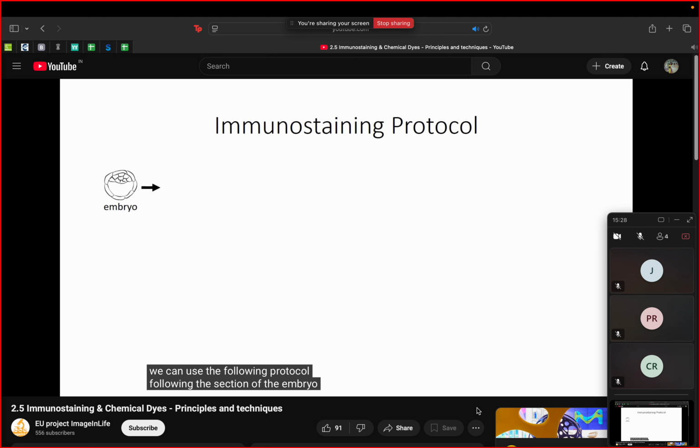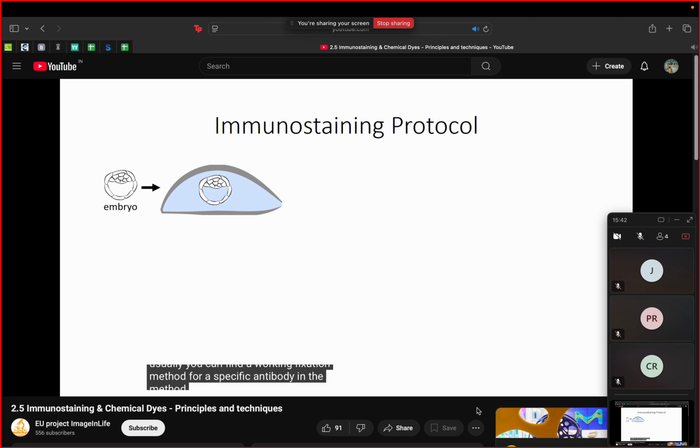Following dissection of the embryo, it needs to be fixed in order to preserve cell structure and protein organization, otherwise the embryo becomes degraded. Different fixation methods exist. Usually you can find a working fixation method for a specific antibody in the method section of publications in which the antibody was used. Most commonly used are methanol and paraformaldehyde, short PFA.